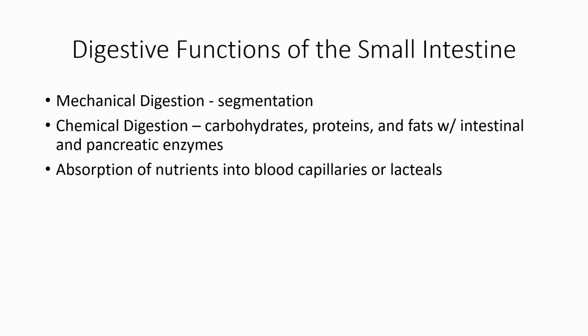Chemical digestion, we're going to receive a lot of different enzymes and bile and all that from the pancreas and the gallbladder and liver to break carbohydrates, proteins, and fats down on a chemical level to their very basic building blocks, so that we can absorb those building blocks into the bloodstream or into the lymphatic system. If it's carbs or proteins, it'll go into the blood. If it is fats, it'll go into the lymphatic system.